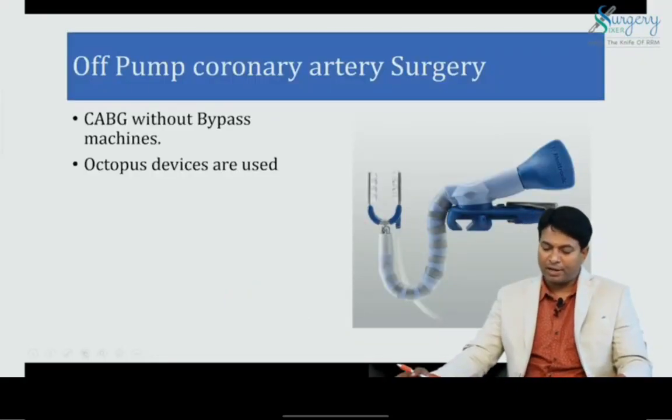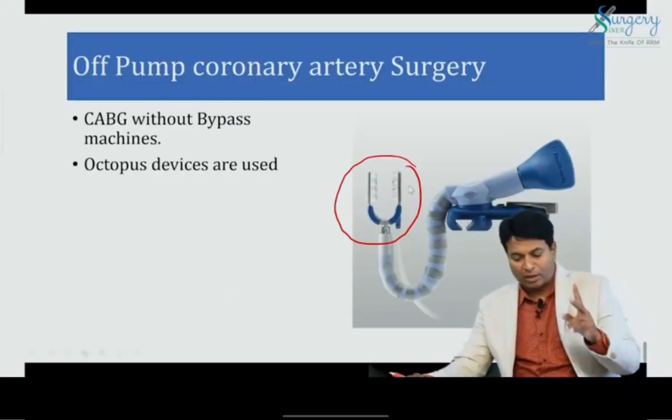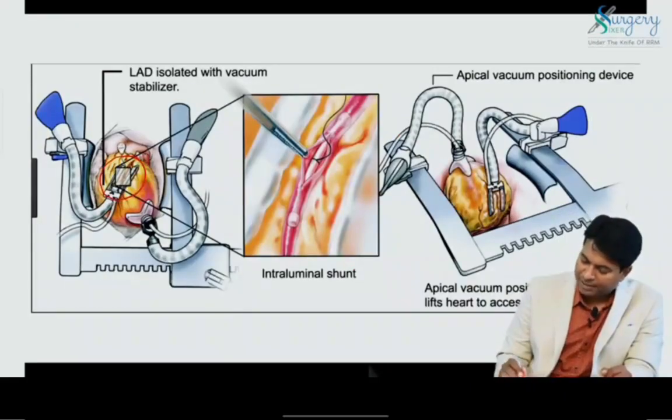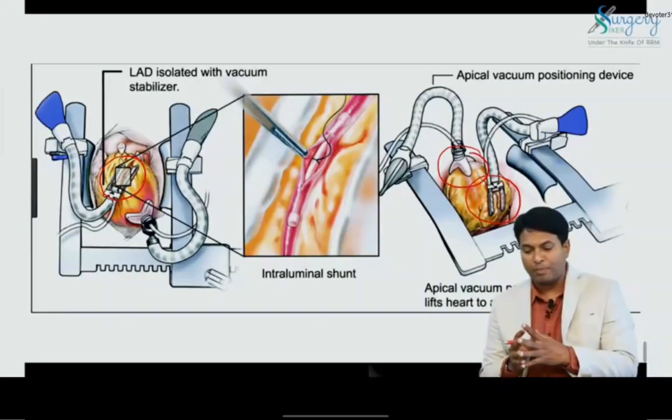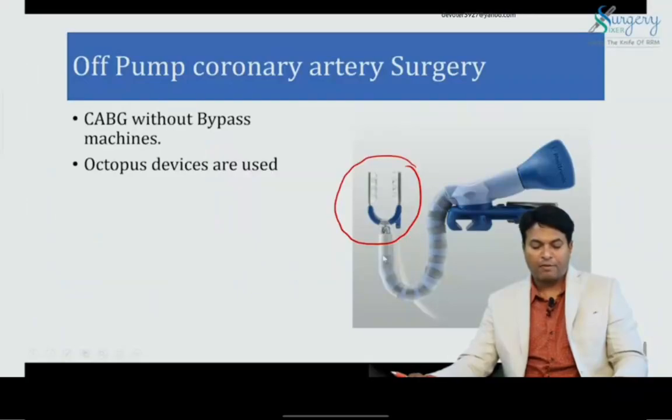So this is an off-pump coronary artery surgery. I told you, it looks like an octopus-like device. In this picture, you see this space, we will do a cross-clamping like this. With the help of cross-clamping, we can do the surgery without major bypass, by means of this off-pump coronary artery surgery.